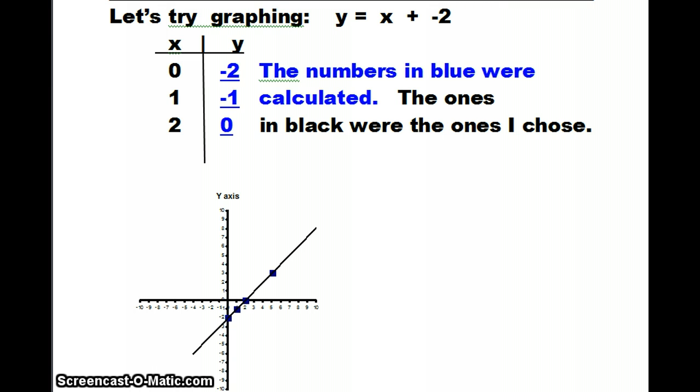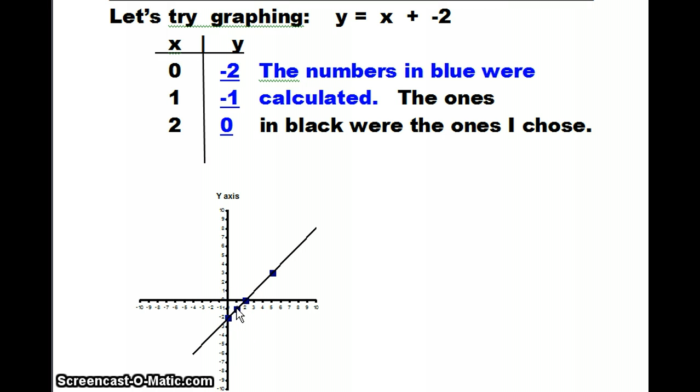After I have my 3 points, then I go plot the points that I have. The first point I have is 0, negative 2. When x is 0, I don't go left or right, but I go 2 units down. So my first point is 2 units below the x-axis. My next point is positive 1 and y is negative 1, so I go right 1 and then down 1 for the point 1, negative 1.